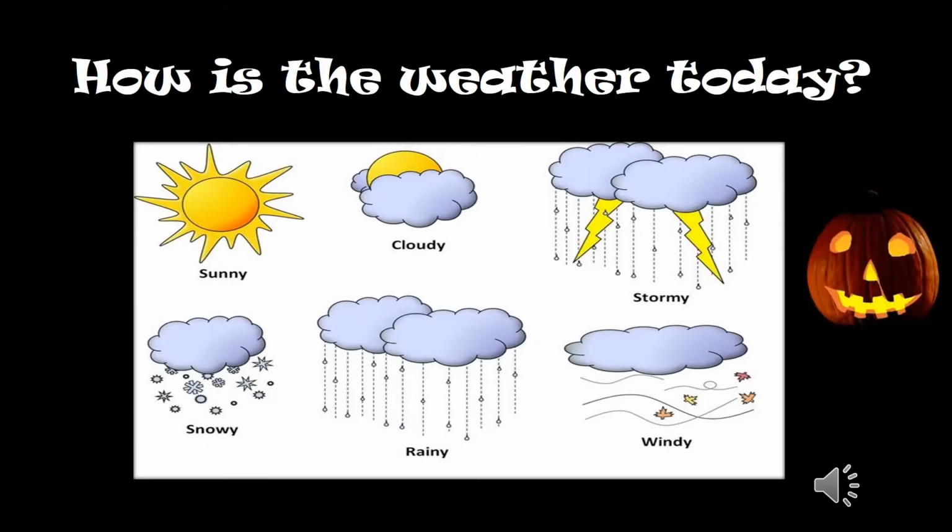Slide 11. Ask, how is the weather today? Go over the different weather patterns. Sunny, cloudy, stormy, snowy, rainy, windy. By now, your students should know these weather patterns. They should answer it like this. It's sunny, or it's sunny and windy. If you're teaching an evening class, then use the past tense. How was the weather today? They should answer it like this. It was sunny, or it was sunny and windy.